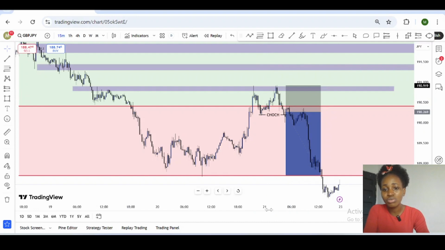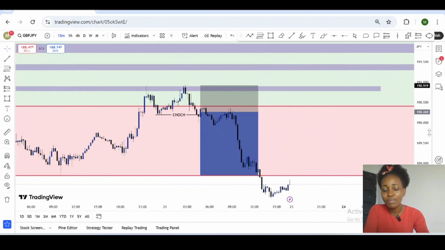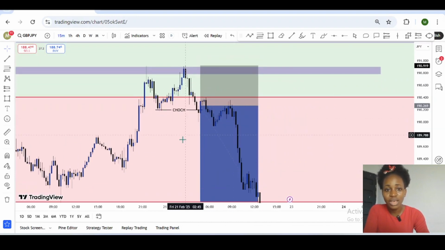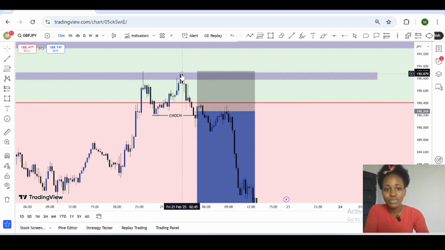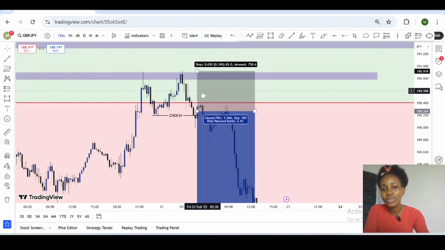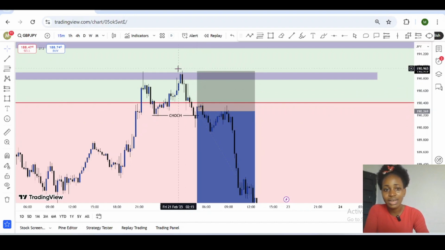If you really want to wait for a good entry, you can use your fib to identify from here to here. At the 50%, you can just put your sell limit at that point and wait. If price should come, it will just tag you in, and you place your stop loss just above here.